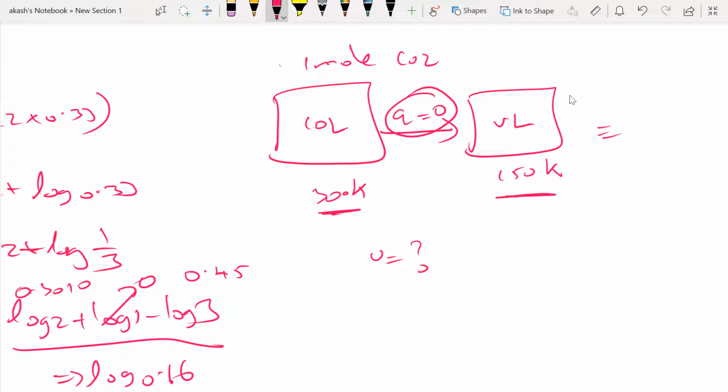In which kind of processes is Q 0? That means there is no heat loss, there is no heat gain. What kind of process? Really? Thinking this much? In which kind of processes is no heat lost, no heat gained? Q is 0. Which kind of process?